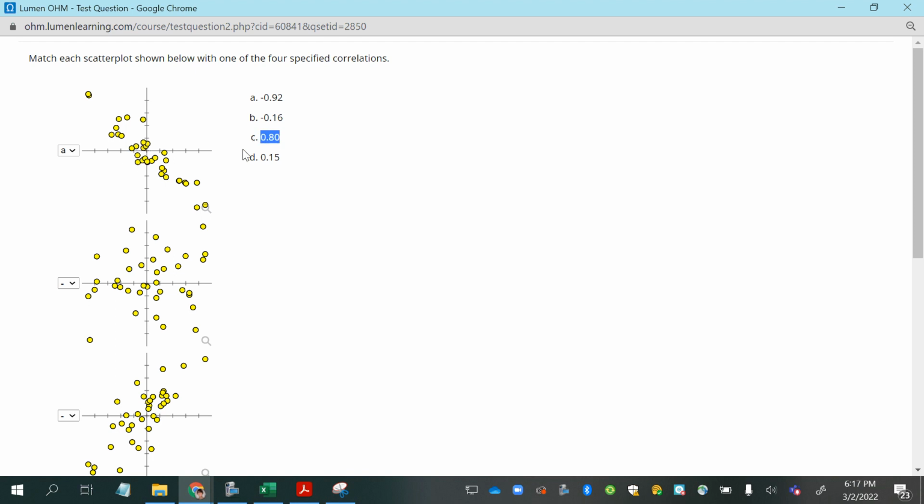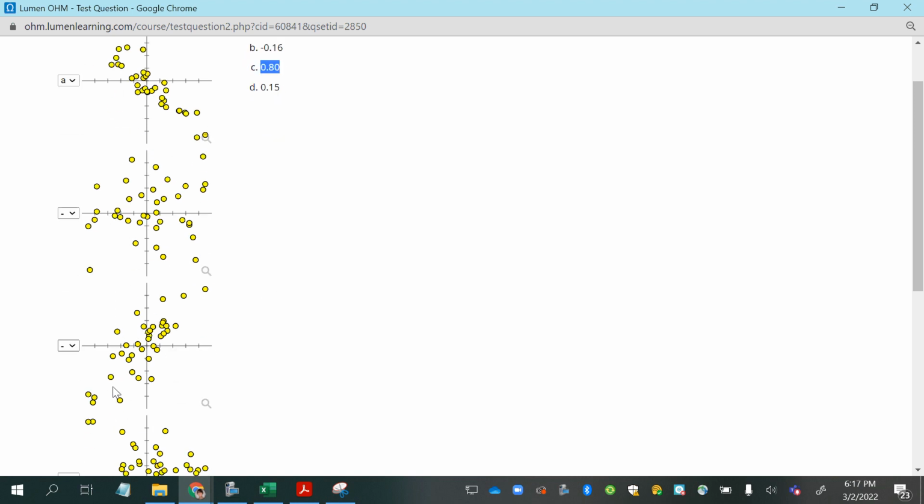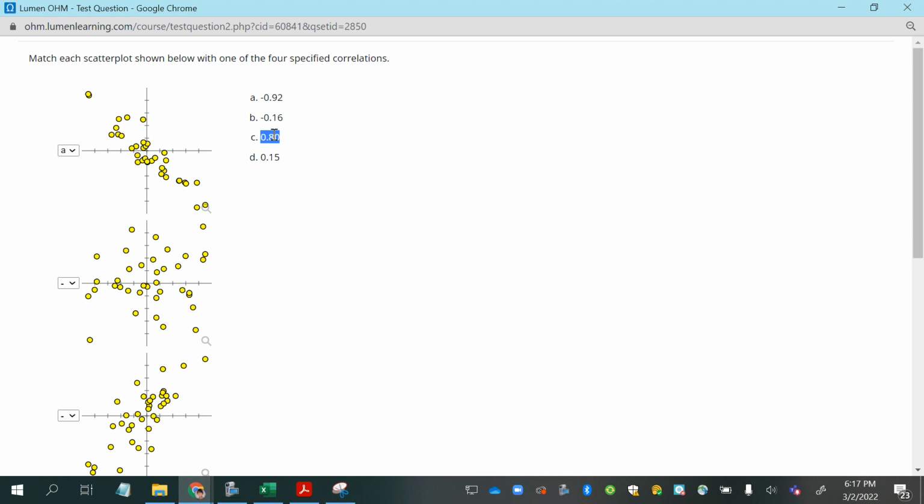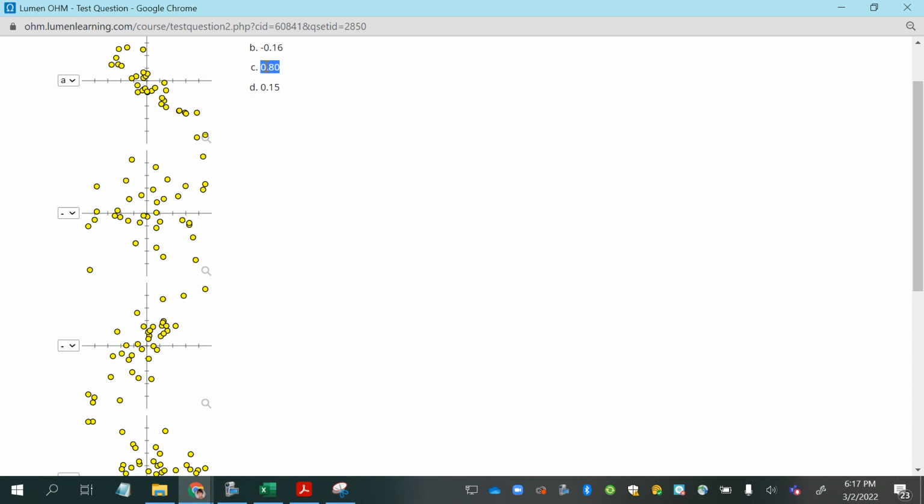Why is that so hard to say? So yeah, it's positive as we want it to be, since this does look like an uphill trend from left to right. And it is pretty close to +1, which would mean perfect positive correlation if it was all the way to +1. So that's pretty strong right there. So this one's got to be C.